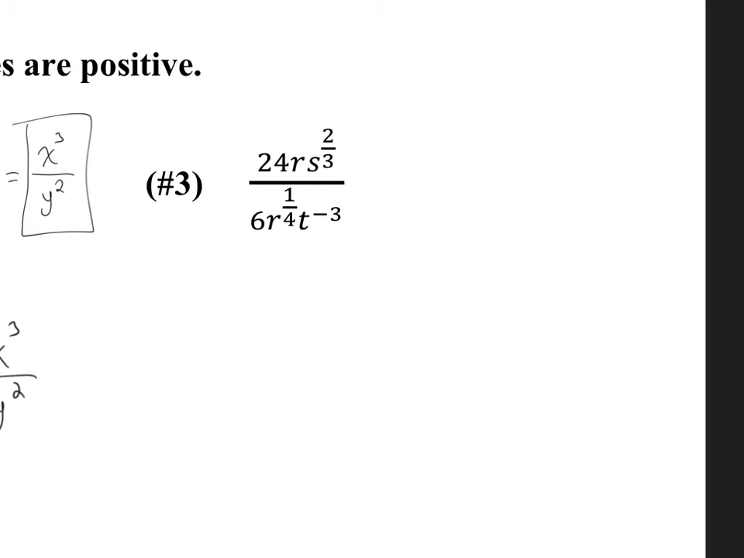We have 24 and 6. That's just dividing two numbers, 24 divided by 6 going on there. We have r on top and bottom. We have s to the 2/3 on top, and we have t to the negative 3rd with a negative exponent on the bottom. So we're just going to break this down a little bit, step by step here.